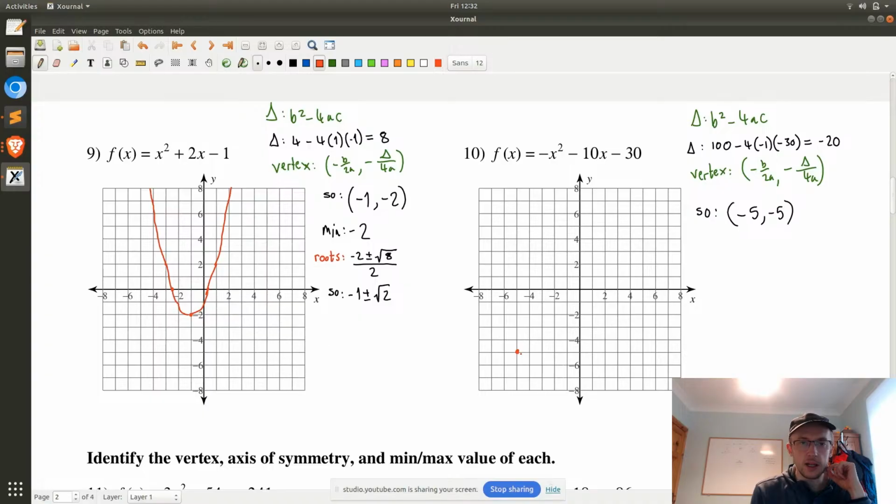There's the vertex. And it opens up downwards. Oh, that's the maximum, by the way. And I want to figure out, see if there's another point on here, although I don't think so. So I'm going to plug in negative 4. Then I plug in negative 3.